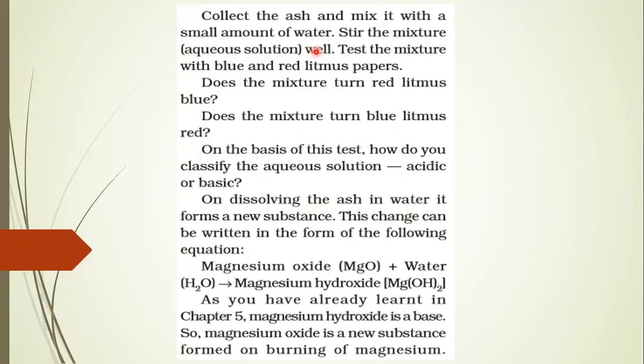What is the formula of magnesium hydroxide? Mg(OH) twice. See, magnesium oxide plus water gives magnesium hydroxide, that is Mg(OH)2. This formula, properly listen to me. Magnesium oxide is MgO, and the water formula is H2O. Magnesium oxide reacts with water and gives magnesium hydroxide.